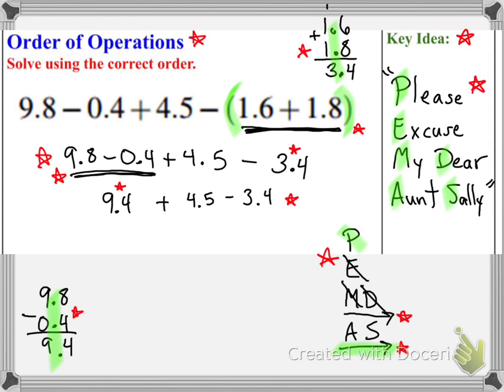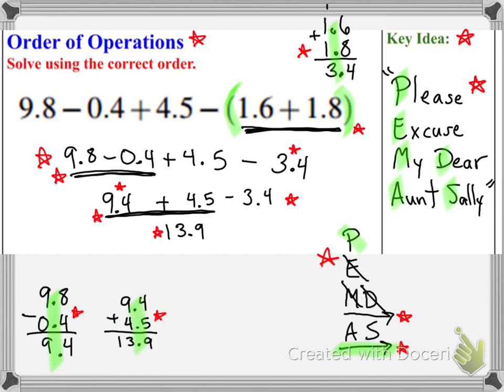So again, we have to do them from left to right. In this case, now we have an addition to do. So 9.4, if you underline that step, then you get a star for that. So 9.4 plus 4.5. Once again, we line up the decimal and we do our addition correctly, bring down the decimal, and we get a star for that addition somewhere in our paper. We replace the addition with the result, with the sum of 13.9. That gives me a star.